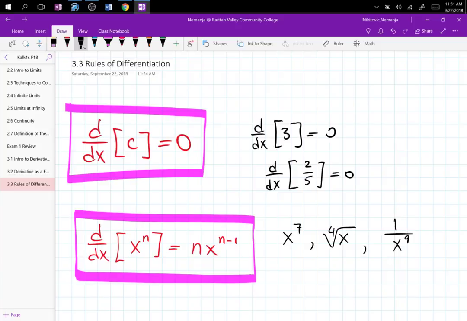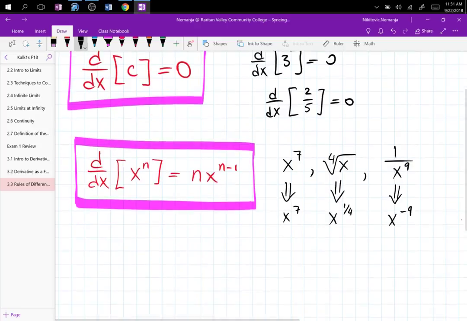Now you have to use algebra to massage this into the x to the n form. So this one will be x to the 1/4. So your n is 1/4, and then you do your calculation. Over here, algebra says that this is x to the -9, and then you can do your calculation. And obviously this one stays as x to the 7, right?